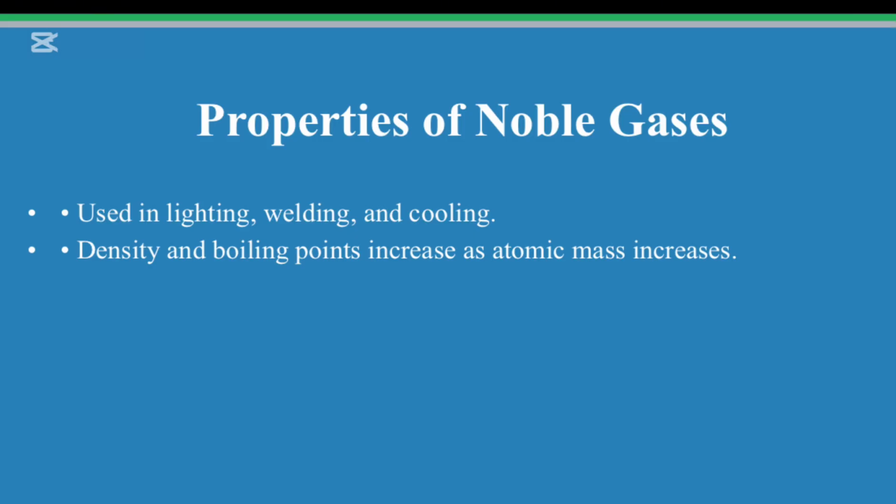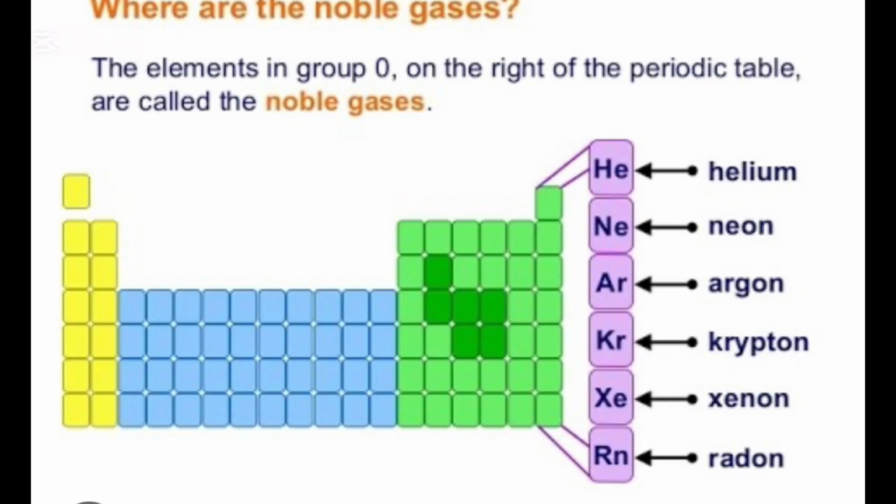Properties of noble gases. Noble gases are used in lighting, welding, and cooling, and their density and boiling point increase as atomic number increases, and further as atomic mass increases. Now, these are examples of the noble gas family, which include helium, neon, argon, krypton, xenon, and radon. Those are the noble gas family, which are in group 0.